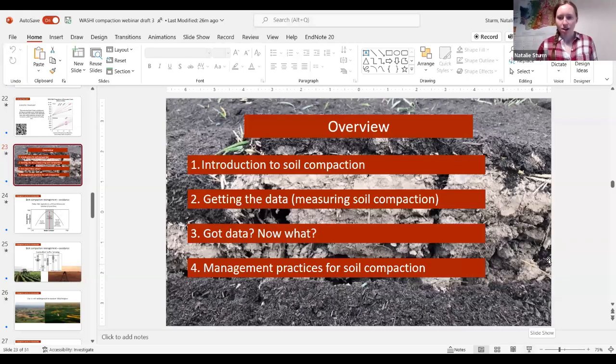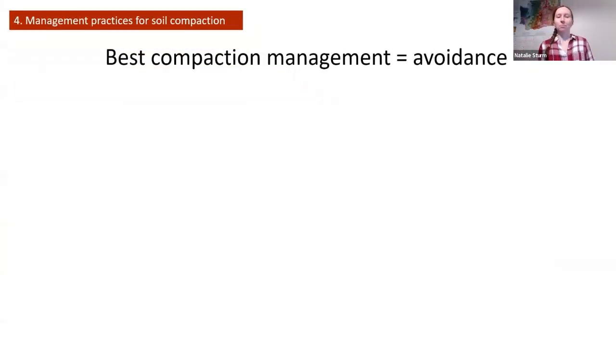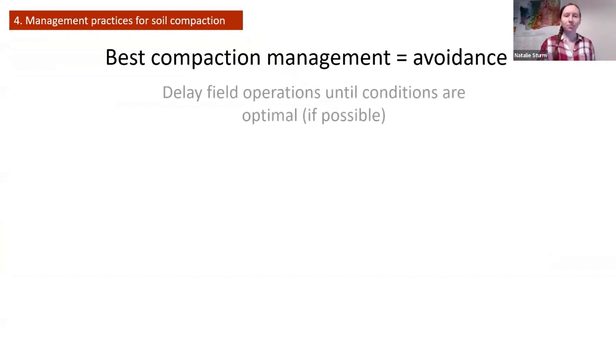So as Haly mentioned, in my PhD work, I'm primarily looking at how do we manage compaction if that's something we decide that we would want to do? And so I get the question a lot, what is the best way to manage soil compaction? And unfortunately, the answer is you have to just try to avoid having it in the first place. Once compaction is present in a field, it can be really difficult to get rid of. And so I tell growers, if you're worried about compaction, the best thing you can do is try to avoid causing any more than you might already have.